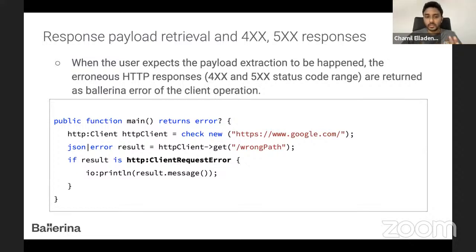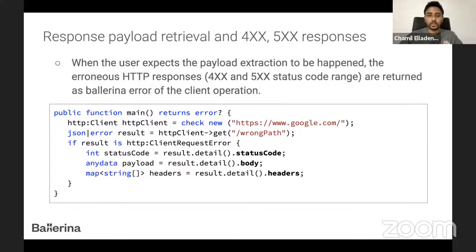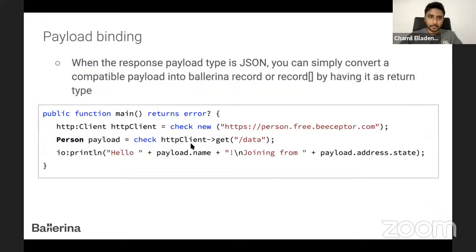Mainly the 400 range ones will be HTTP client request errors, and the 500 ones will be remote server errors. One cool thing is, if you have the error but still want to access their headers or their error response body, you can access the error detail and access those fields. Those fields are available only specifically to these HTTP error types.